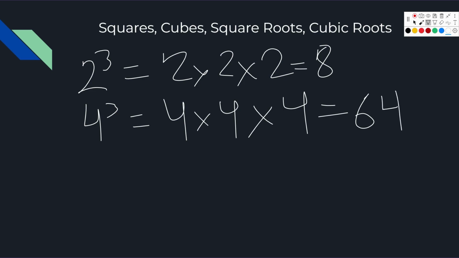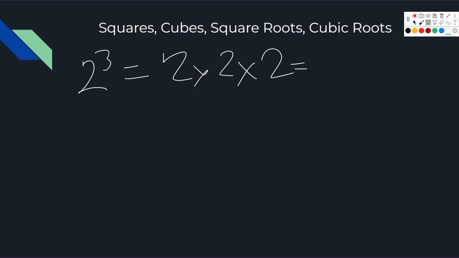Now, for some of these questions, you might want to be able to memorize some. So like 2 cubed equals 8, 4 cubed equals 64, 3 cubed equals 27, things like that. However, once you understand the principle that whatever the exponent is, that's how many times you're multiplying that number by itself, then you will be able to tackle these questions on your own.